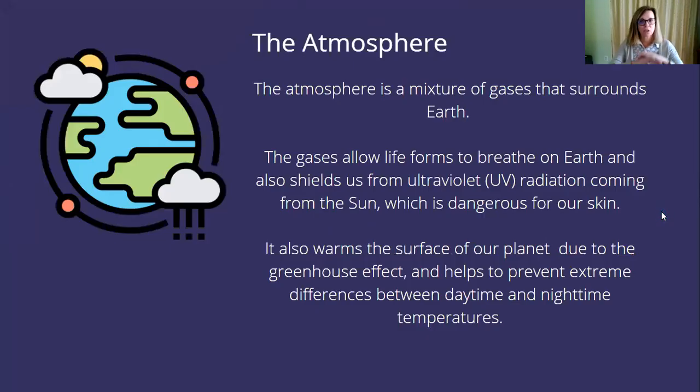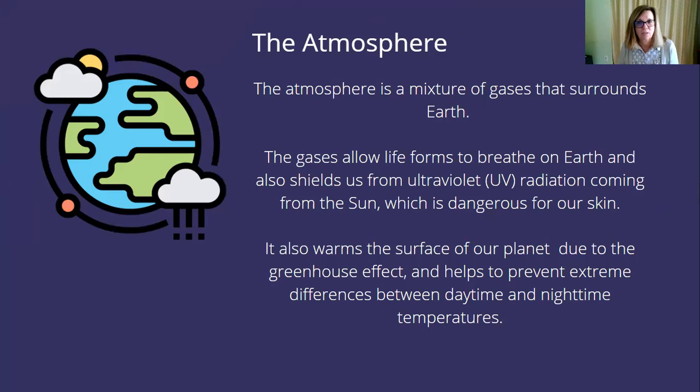The atmosphere is a mixture of gases that surround the Earth, and this protects us. Those gases are spinning very quickly, which creates friction. So anything that comes into those gases is going to hopefully burn all the way up. And we know that because we talked about meteors and meteorites last week.